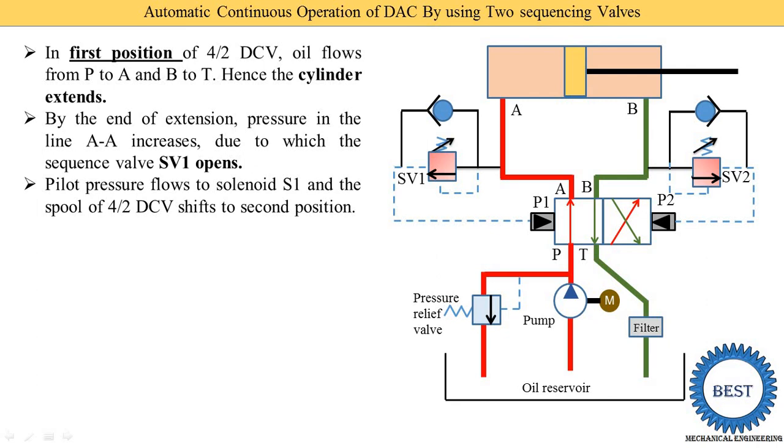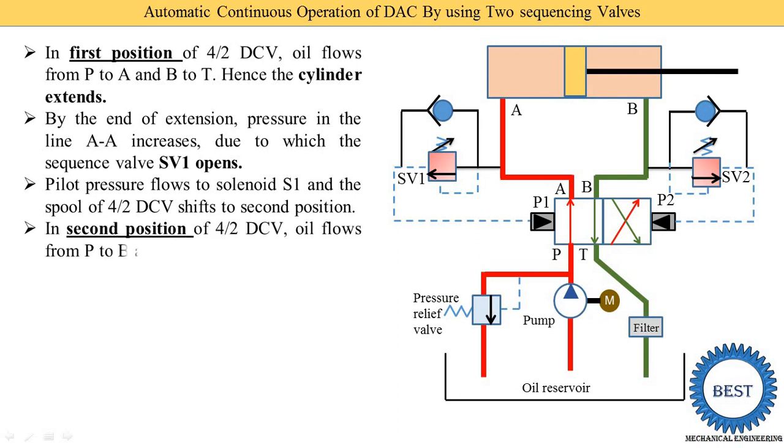This means when the pressure is increased in this line, the oil comes into the sequencing valve. From the sequencing valve, it comes through this line, and from this pipe it is supplied to this pilot one. Due to this oil supply, the position in this directional control valve is changed, and it moves to the second position.